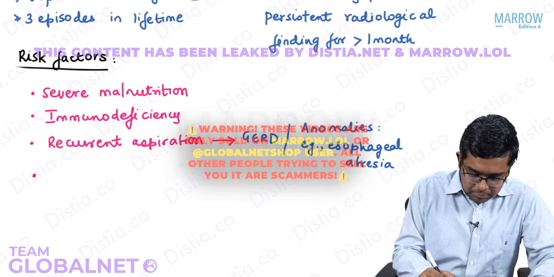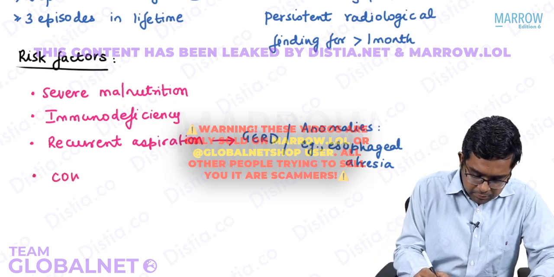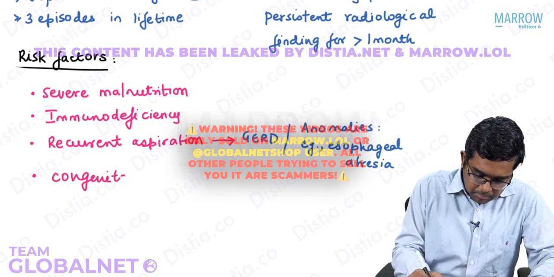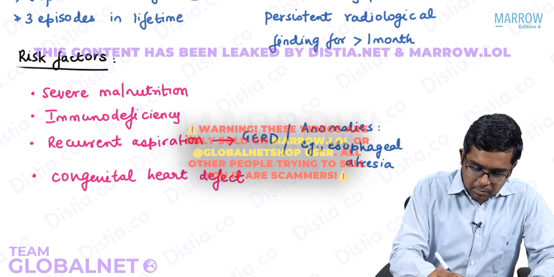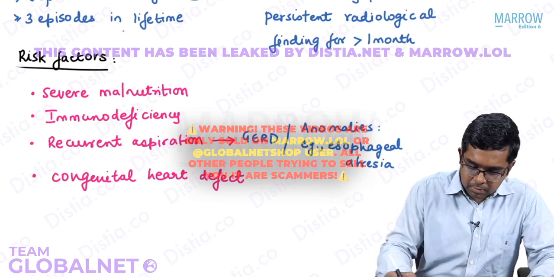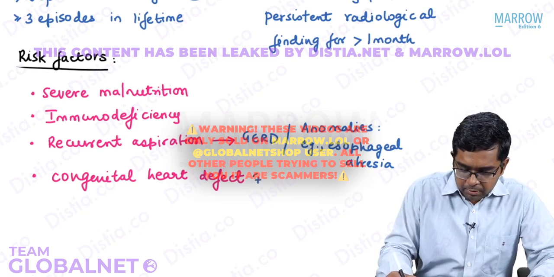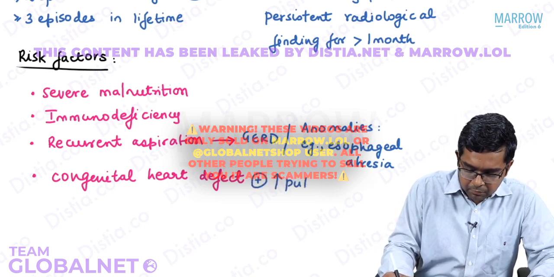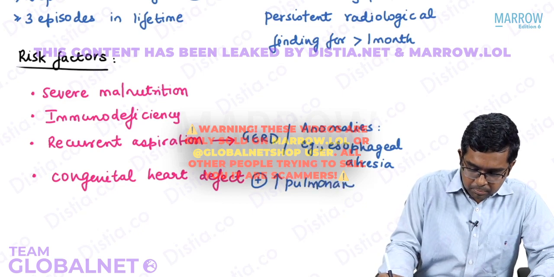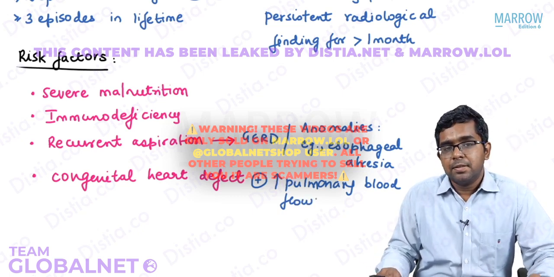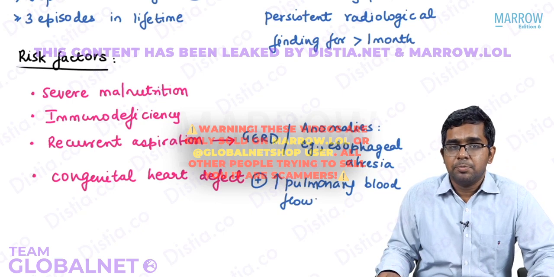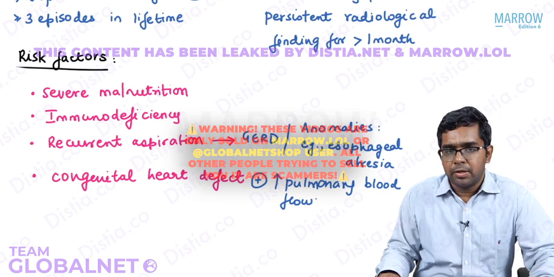The next condition is a congenital heart defect associated with increased pulmonary blood flow. So what happens whenever the pulmonary blood flow increases? It causes congestion in the lungs and that predisposes to recurrent pneumonias.